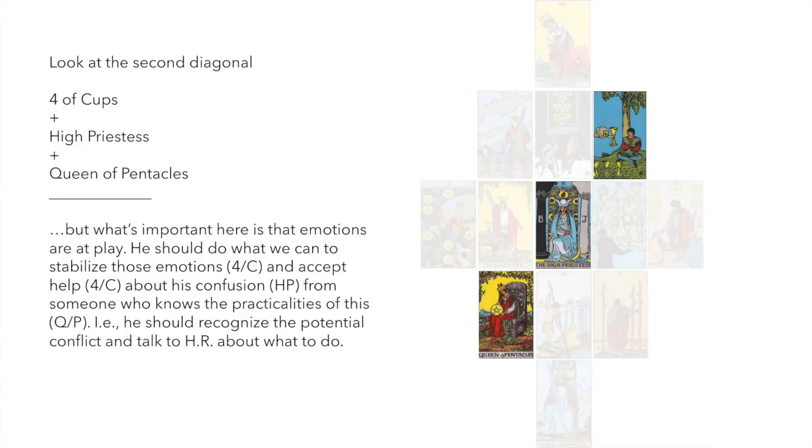So he needs to recognize that emotions are at play, not be victimized, not be dramatic, be stable, accept help, and go to someone who knows how to handle these things. And again, that's really the beauty of doing a reading like this, it's a reminder of like, hey, you're not in this alone. There's help. You just need to be smart about what you do, and go to someone who knows how to handle these things.